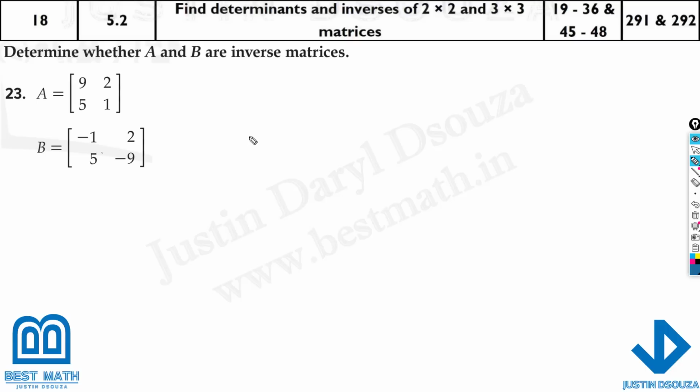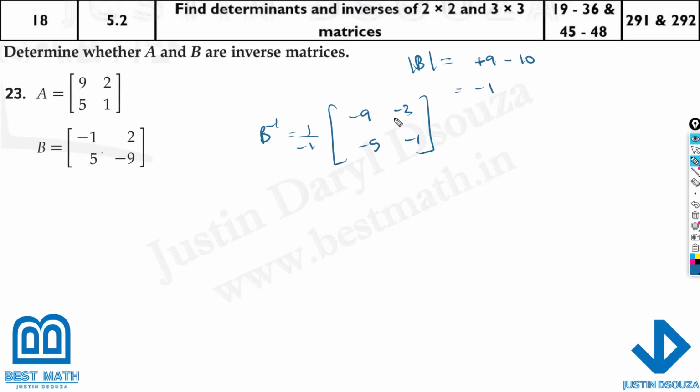Now, for example, this one, you can find the inverse of B. And if it is A, then yes, otherwise no. So first let me find the determinant of B. The two lines, modulus, means determinant. So it's going to be minus and minus plus 9 minus 10. That is minus 1. So here 1 by minus 1. And what are the terms? We have to swap these two, minus 9, minus 1. And over here it'll become minus 2, minus 5.